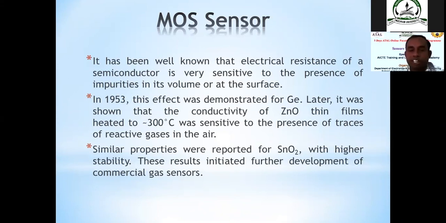Similar properties were reported for tin oxide also, with higher stability. Whatever the researchers saw for zinc oxide, the same was seen for tin oxide, but the results were better and it had more stability. Once this phenomenon was observed, people started to use these materials, tin oxide or zinc oxide, in gas sensors for sensing gases, and then they started commercializing those gas sensors.